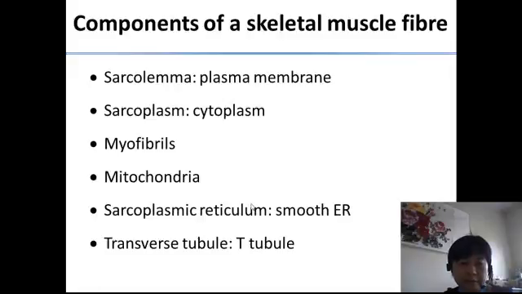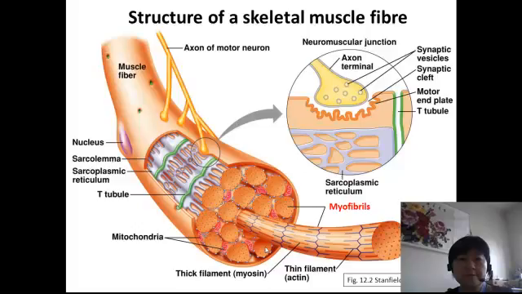Sarcoplasmic reticulum is a smooth endoplasmic reticulum, a specific structure within skeletal muscle and cardiac muscle. Another one is the transverse tubuli. This T-tubuli is very important in how the muscle can contract. So we would like to learn this in detail.